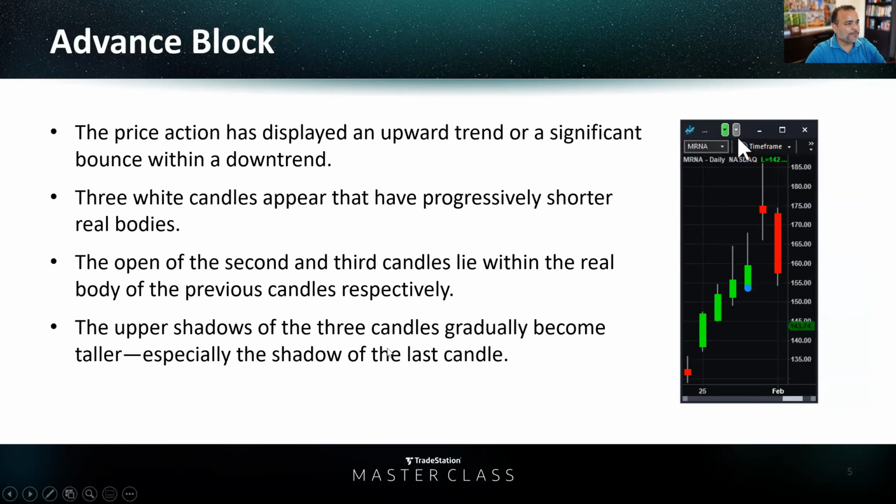You have the advance block. We have an upward trend. So three white candles, in this case green candles, get progressively shorter real bodies. If you look at the real bodies of these candles, they get smaller and smaller. But the open of the second and third candles are going to be within the real body, similar to what we saw with the white soldiers. But the upper shadows, the wicks, gradually become taller. So an interesting bar pattern.